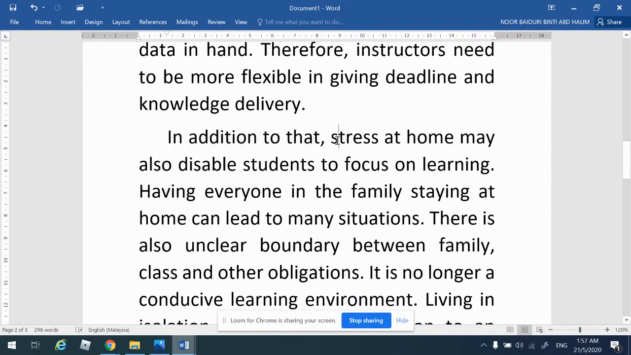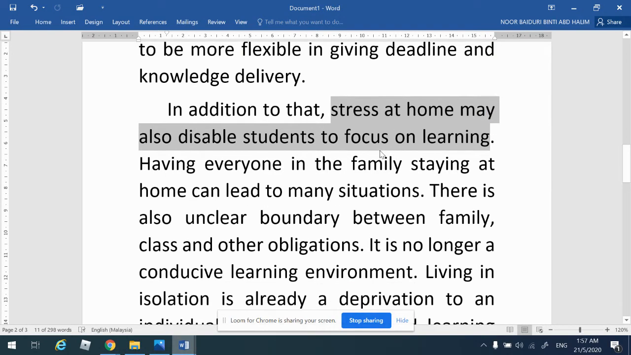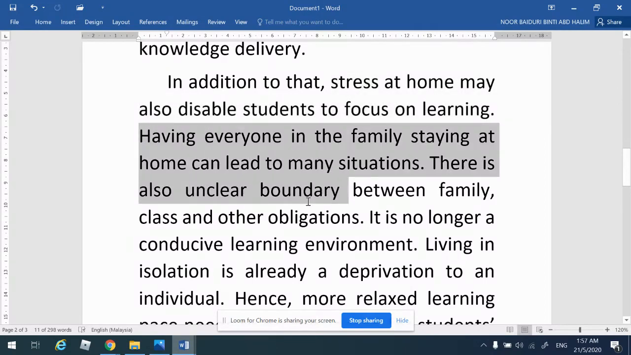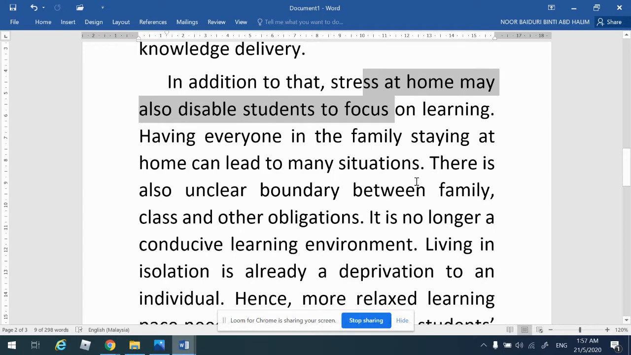Okay, now my second topic sentence. Remember tadi topic sentence adalah your main idea. So the next main idea is stress at home may also disable students to focus on learning. This is my main idea. Remember, you have to make sure you know which one is main idea, which one supporting details. This one is the umbrella. So the supporting details must be things under the umbrella. Okay, so all the supporting details here must be able to support this topic sentence.